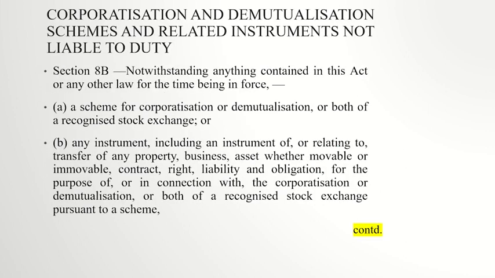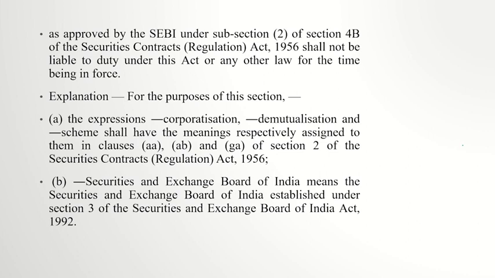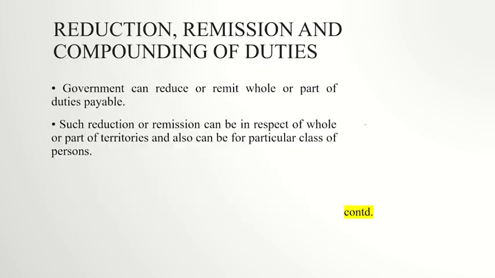Once we understand that, we need to understand corporatization and demutualization schemes related to instruments not liable to duty. This is section 8B. For any scheme for corporatization or demutualization of a recognized stock exchange, we don't have to pay stamp duty. You have to know this very, very well.